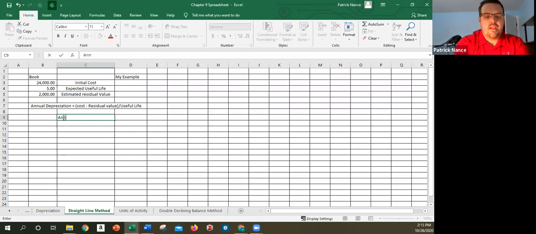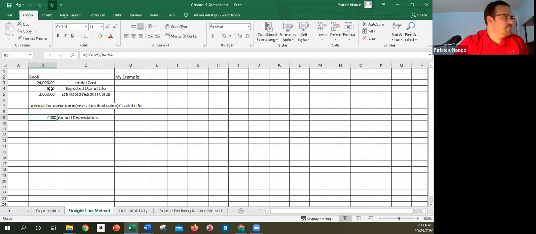So in this case, my annual depreciation equals my initial cost minus my residual value, in parentheses, divided by my useful life. In this case, 5 years. So it would be 24,000 minus 2,000, divided by 5. So my annual depreciation for this should be 4,400.